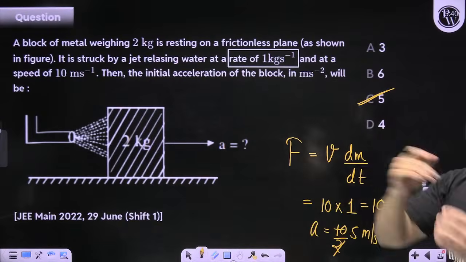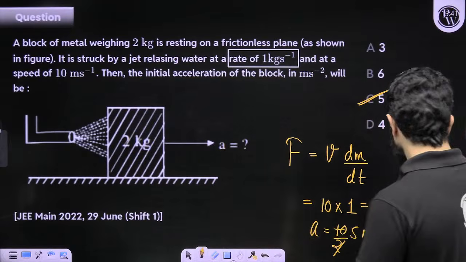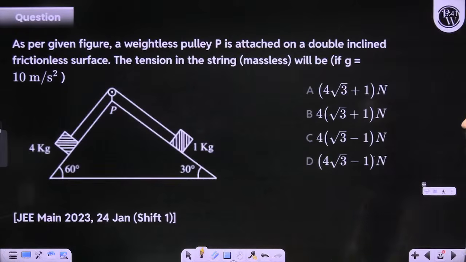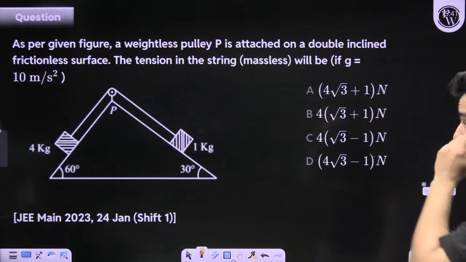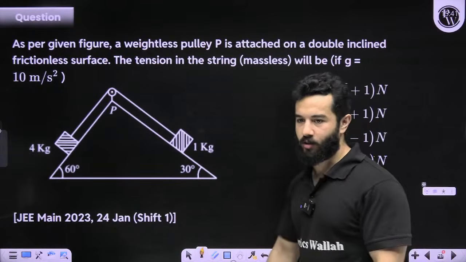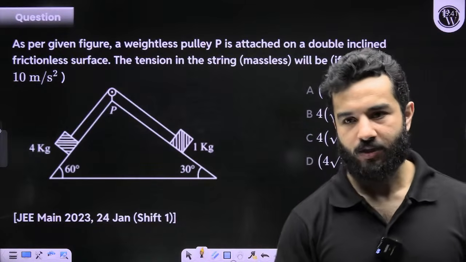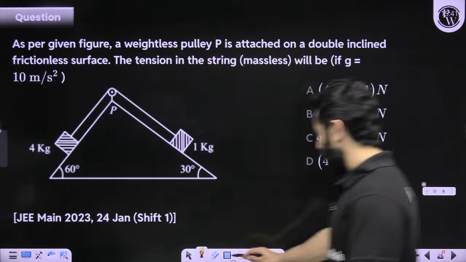So one difficult, one easy, one difficult, one easy, right? Come on, let's move to the next one. Again, you have to use the concept of A net. A net will be net force divided by total mass.